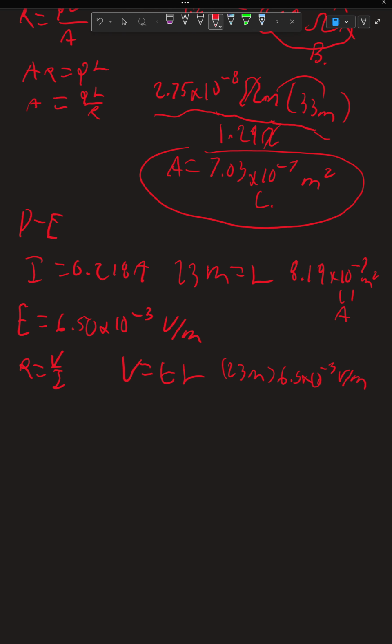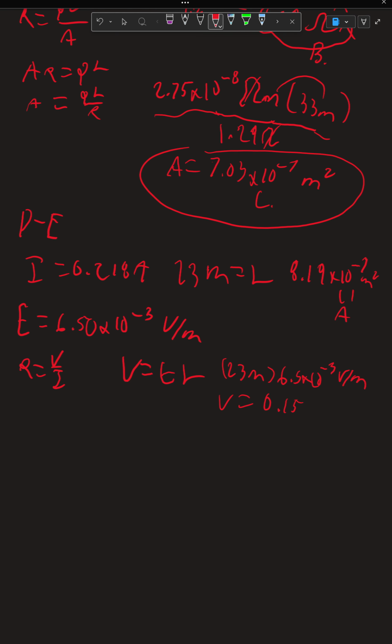Multiply that together, you get a value of 23 times 6.5 times 10 to the power negative 3. So about 0.15 volts. That's what it equals.